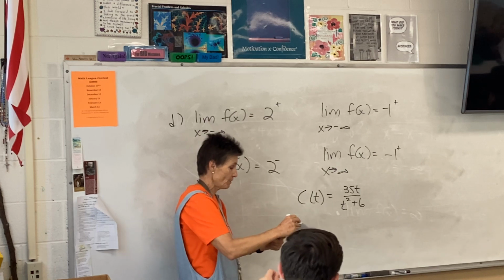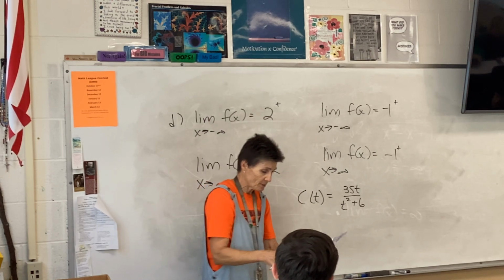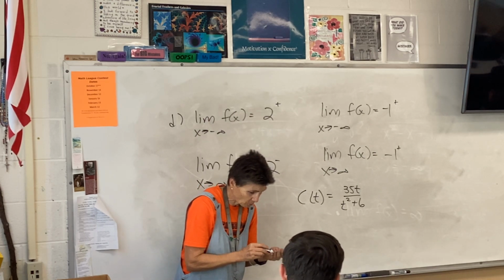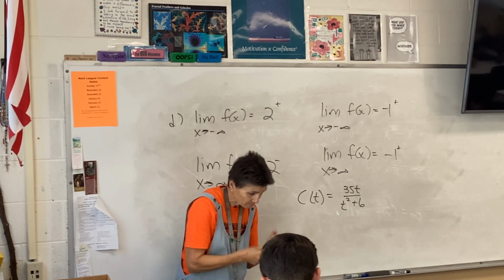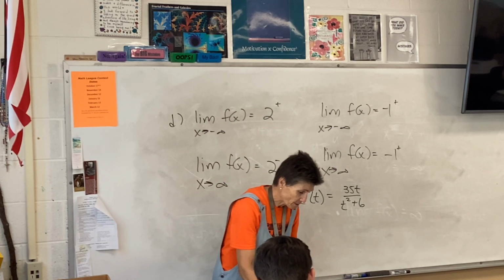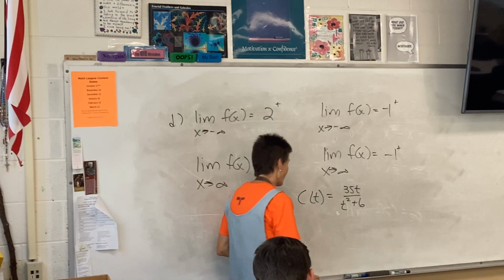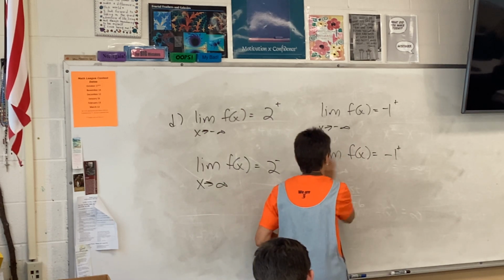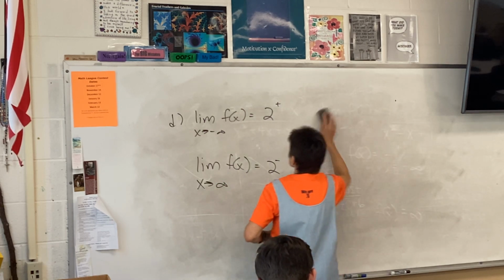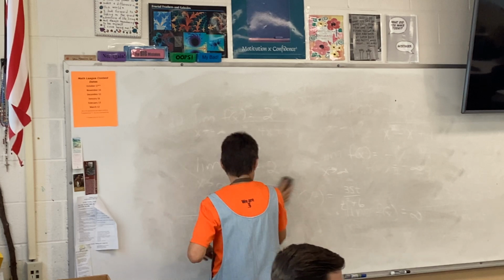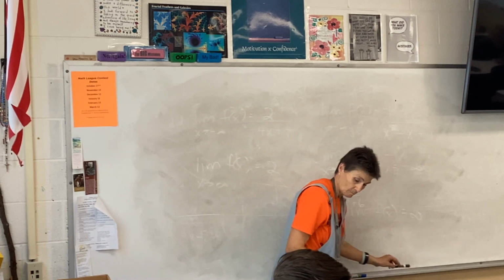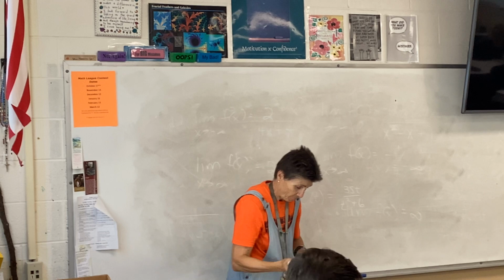All right, turn it over. Check your understanding. Do these real quick with your partner. Let's double check and make sure you got it. Find the horizontal asymptote or explain why it doesn't exist.